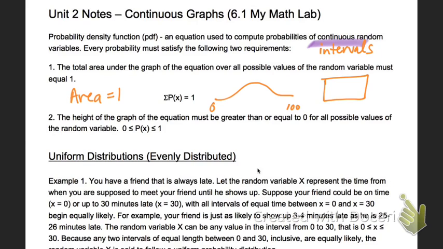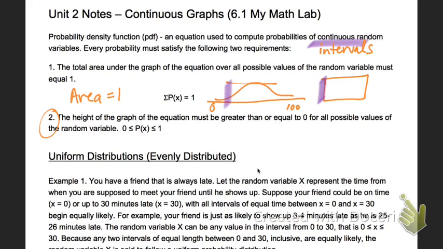And then the second condition is that the height has to be greater than 0, so you can't have a negative. And the height just means from your x-axis to the peak. So this vertical distance has to be a number between 0 and 1. Just meaning you can't have a negative.